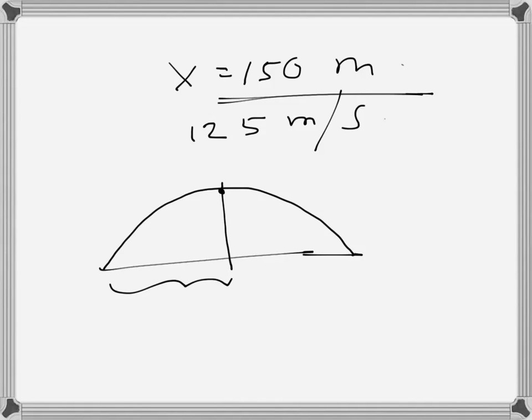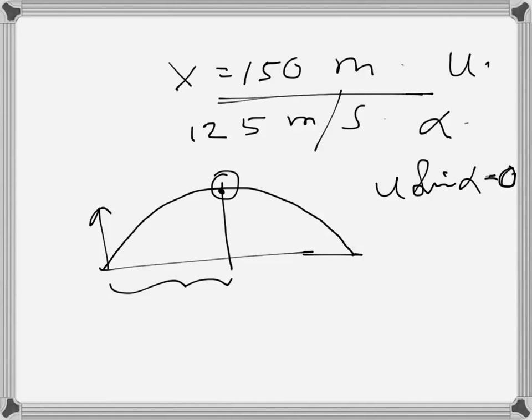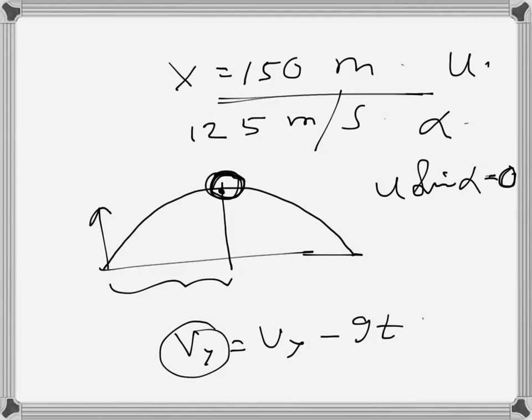the upward velocity, which is u, if I say the projectile angle is alpha, is u sine alpha initially, and it will be 0 at this point. So if I write Vy equals Uy minus g t, Vy will be 0 when it reaches this point, which is the halfway of the travel. Halfway means time-wise.